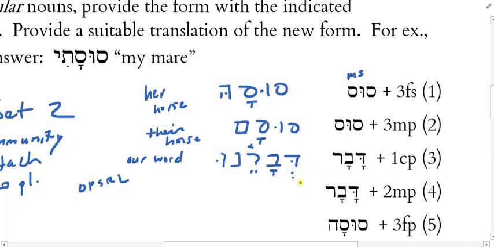Devarkhem. Right? Look at the davar plus the 2MP pronominal suffix. So same thing. I'll put davar here. Now what's my 2MP pronoun? Khem. Yeah, so it's khem. Good. So what am I going to see here for my vowel pointing here?